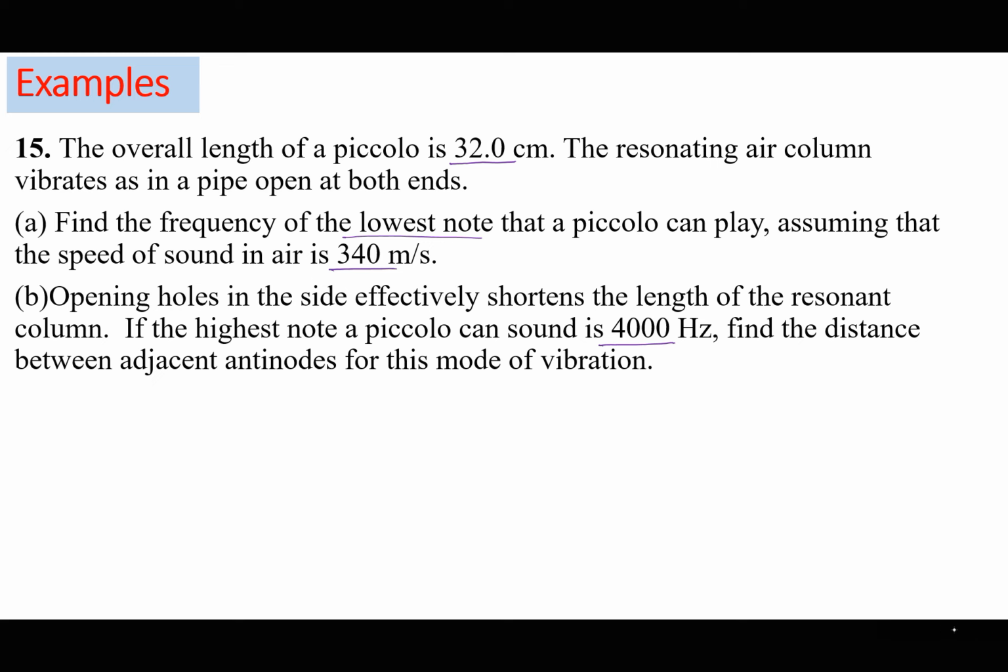So a piccolo is an open pipe on both sides. In the fundamental mode for an open pipe, we have an antinode here and an antinode here. Remember, the distance between two adjacent antinodes is equal to half of the wavelength. So we can first find the wavelength. The wavelength is going to be twice the length of the pipe, which is 0.32 times 2, which gives us 0.64 meters. So that is the wavelength.